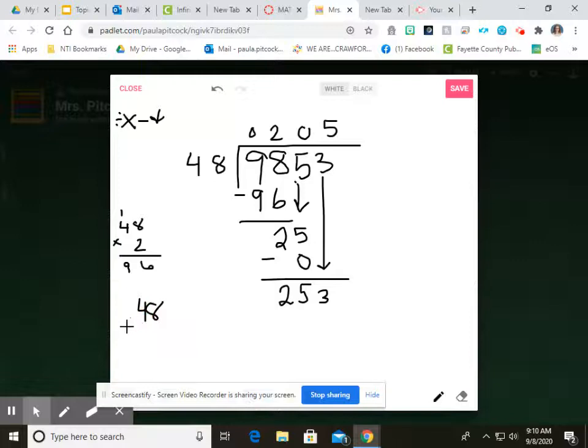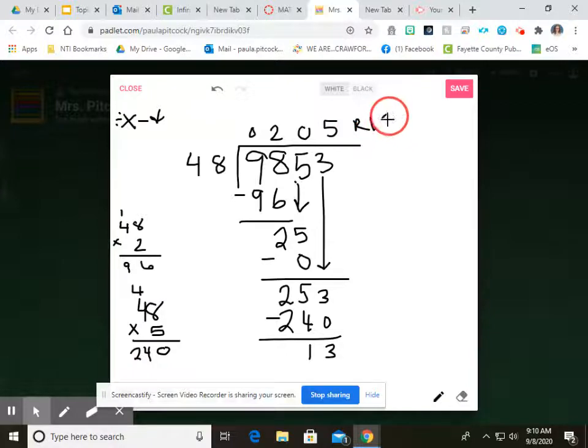So I need to multiply. I get 40, 24. Okay, so I'm going to get 240. Subtract those. I have 13. I have nothing to bring down. So you should have gotten 205 remainder 13 to be your answer.